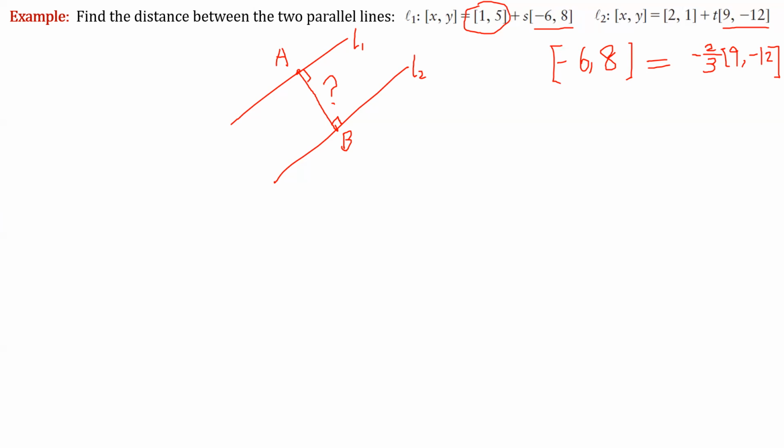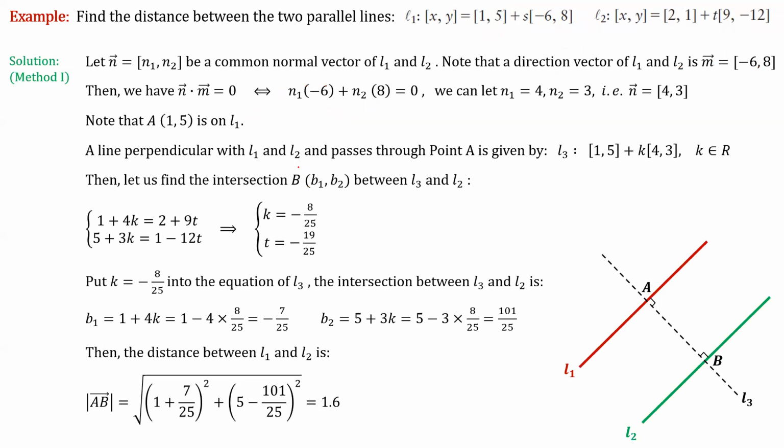All right, have you finished? Let's have a look at the solution together. Okay, so note here we have two methods to solve this question. First, let's have a look at method 1. We can let a vector n, whose components are n1, n2, be a common normal vector of L1 and L2. Note that the direction vector of L1 and L2 is m equals -6, 8 for both of the lines.